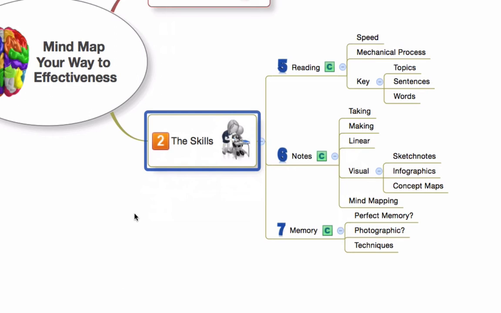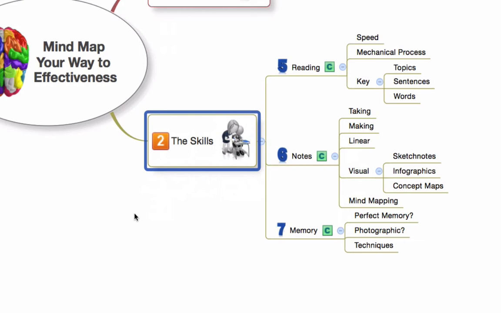Then number 7 is memory. I have a question on this mind map asking about whether you have a perfect memory, because many scientists believe you have a perfect memory. It was found that sometimes, or you may have found this, a certain smell can trigger childhood memories. But whether you have a perfect memory or not, using some memory techniques could definitely help you improve your memory and therefore enable you to learn faster.